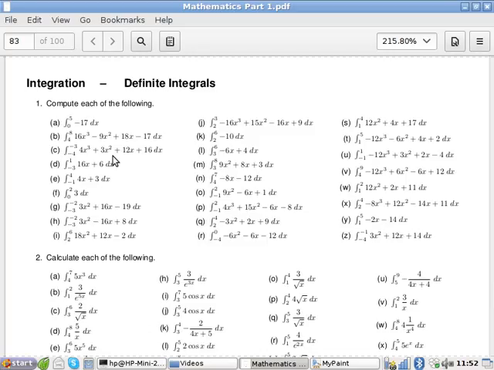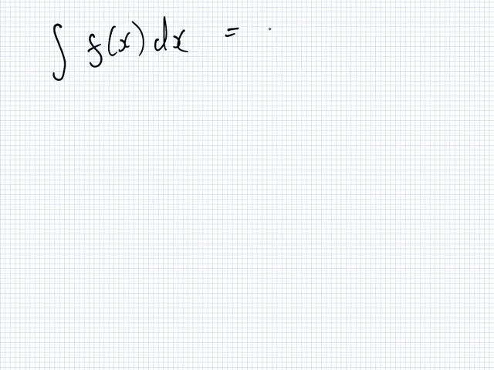So, guys, we'll continue. So, in the previous lesson, we learned how to integrate. And we get some answer plus a c. This is called an indefinite integral. What we're going to look at now is called a definite integral, where we have numbers here.